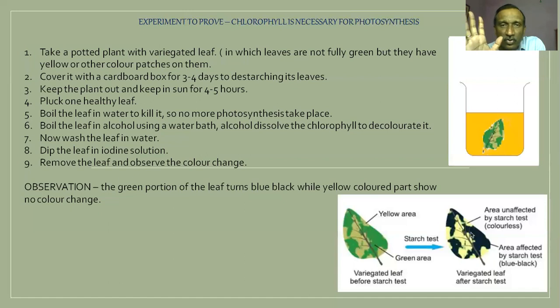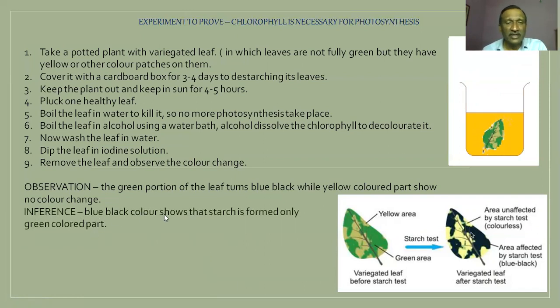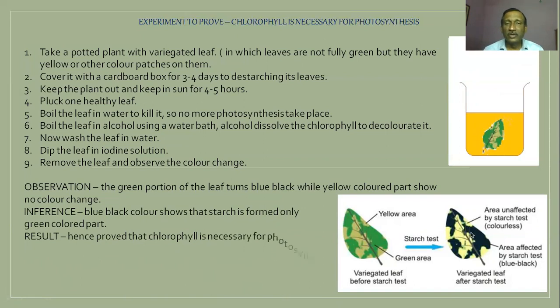So the yellow part does not have chlorophyll. Since there is no chlorophyll in the yellow part, no photosynthesis took place. So obviously our inference shows that chlorophyll is necessary for photosynthesis. What is it saying? Blue black color shows that starch is formed only in the green part. So what is the result? Result: hence proved that chlorophyll is necessary for photosynthesis.